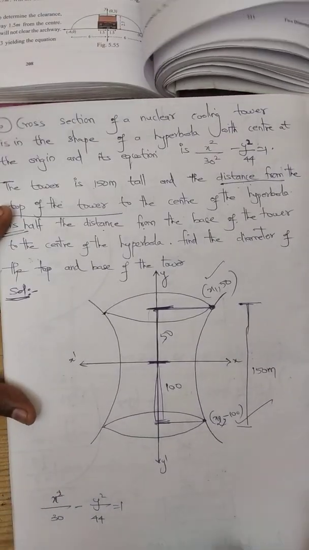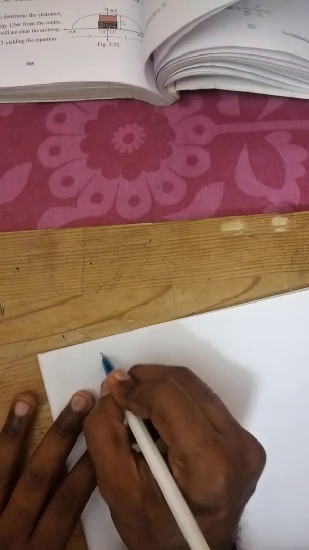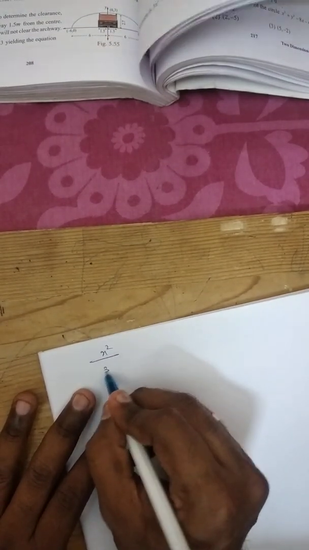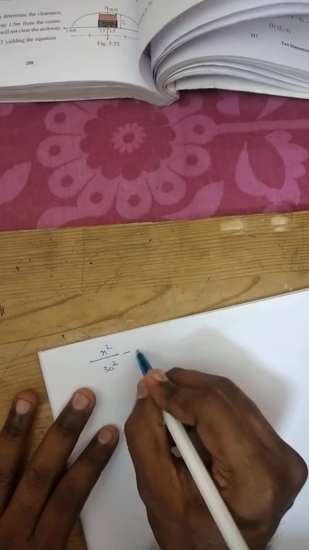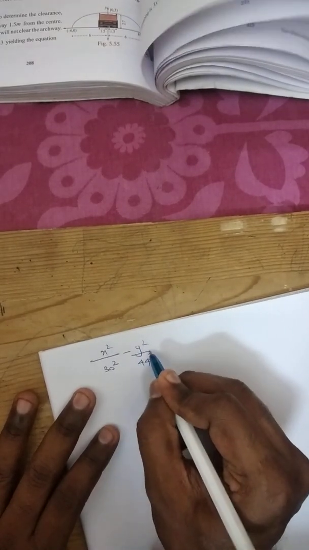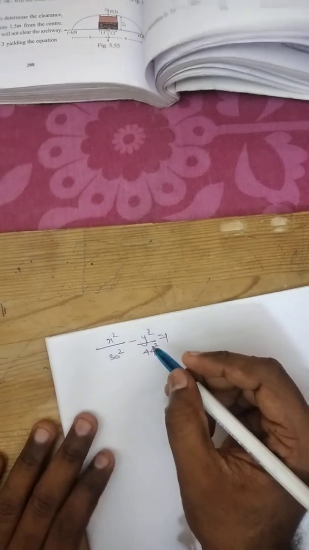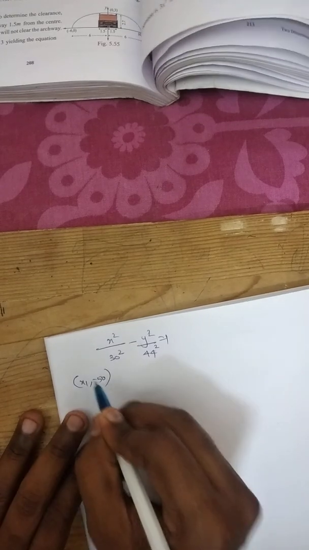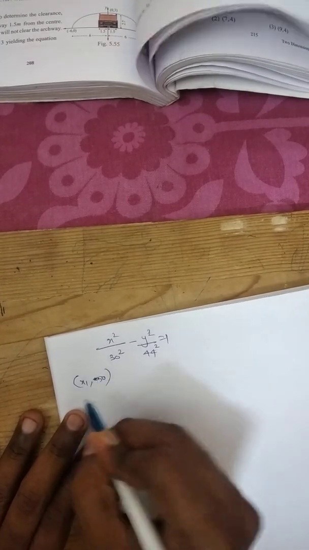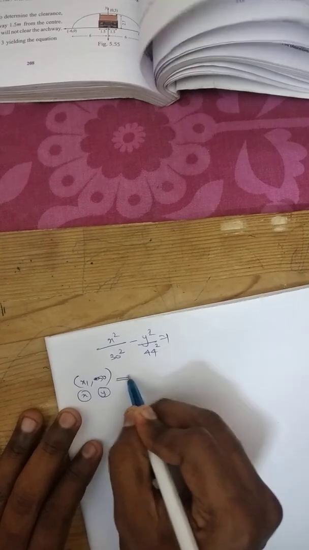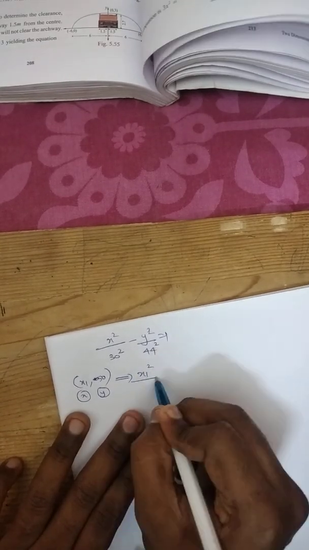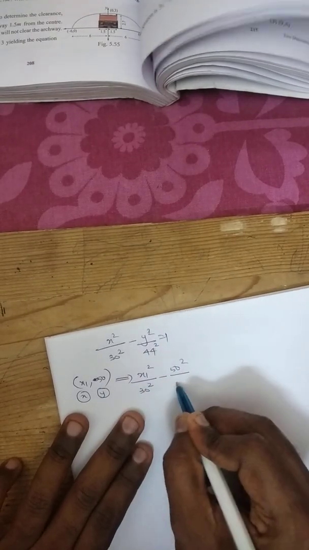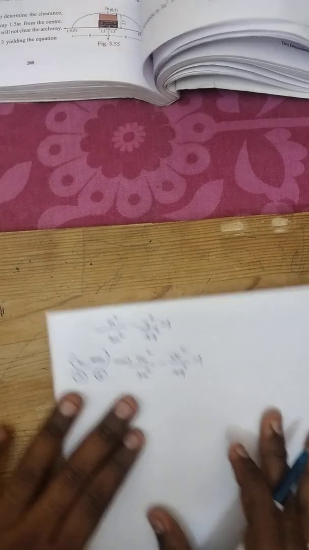So this is the equation they gave here. First write the equation: x square by 30 square minus y square by 44 square is equal to 1. First apply the point x1 comma plus 50, not minus 50. This will be x, this will be y. In place of x, x1 square by 30 square, and y is 50 square by 44 square is equal to 1.